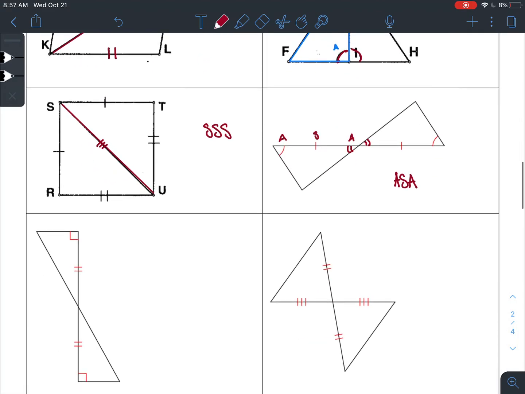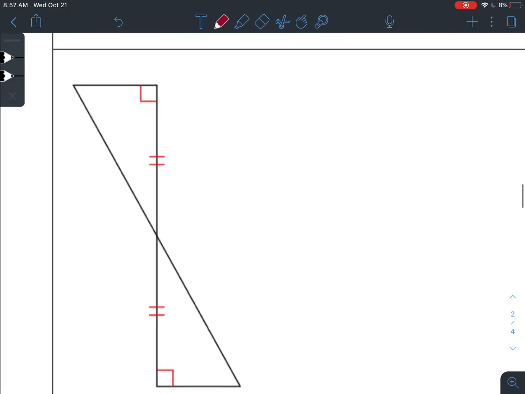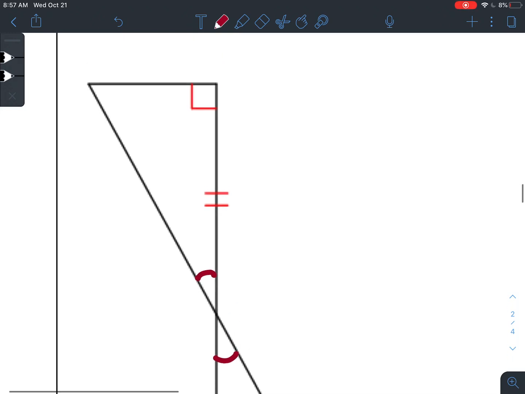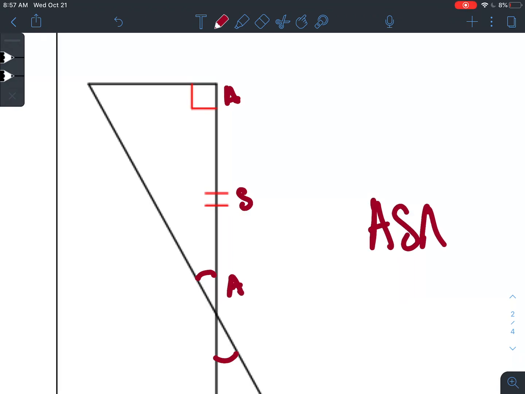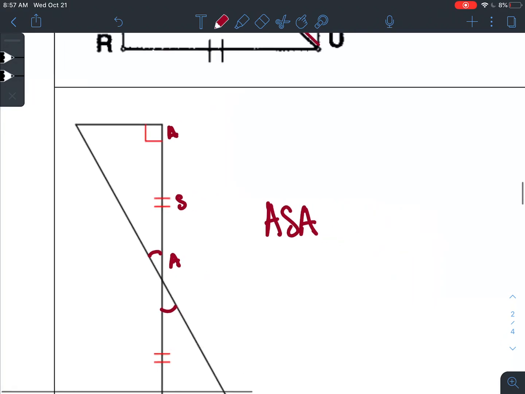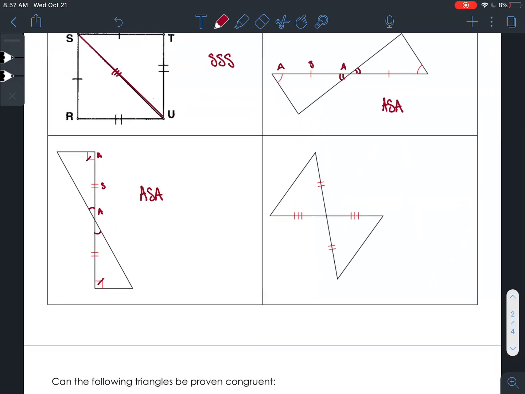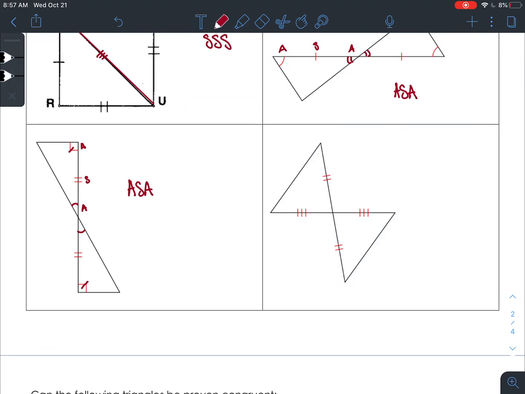Next one. Students see that right angle, and they just love to jump to hypotenuse leg. It's not hypotenuse leg here. The reason why is we don't have the hypotenuses congruent, but I'm going to mark my vertical angles there, and I'm going to have angle, side, angle. So again, angle, side, angle. And the reason why is right angles have to be congruent, because they're both 90. And we also have this theorem, the right angle congruency theorem, that says that all right angles have to be congruent.